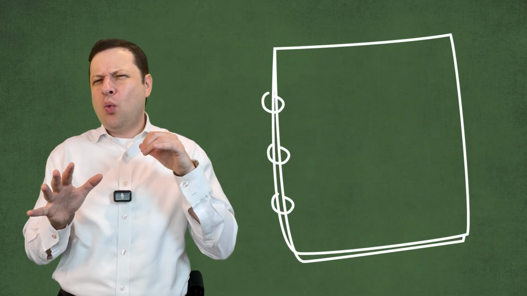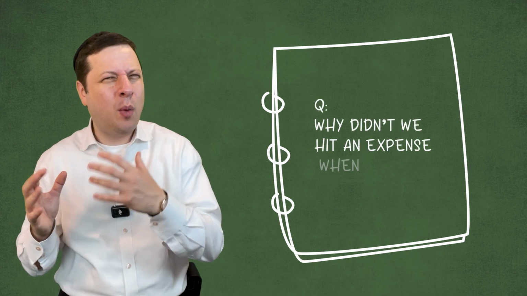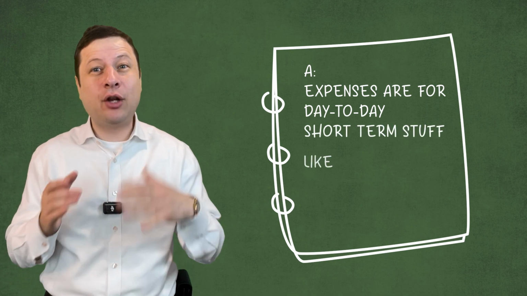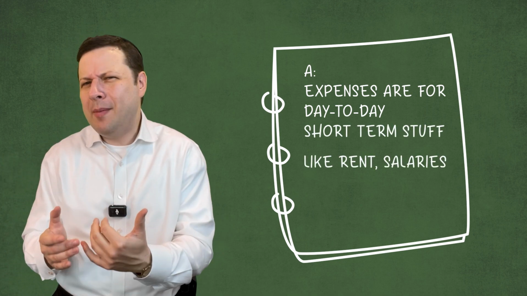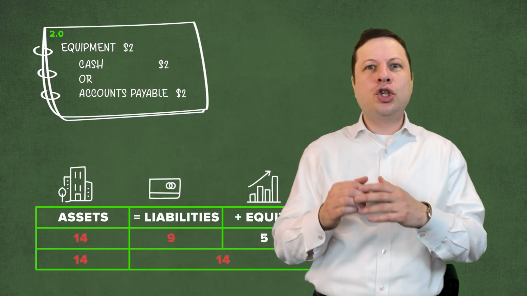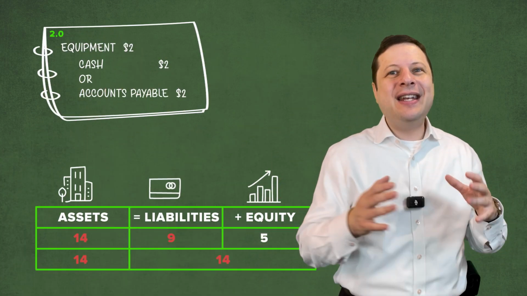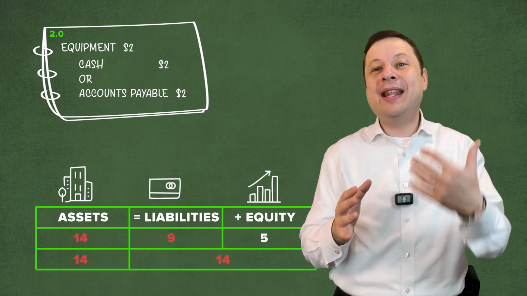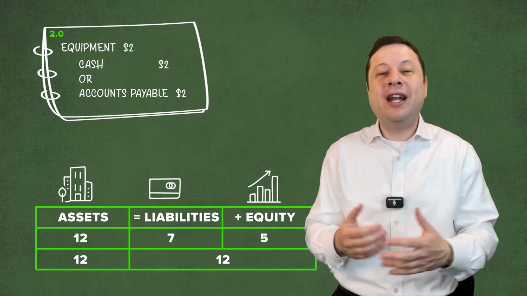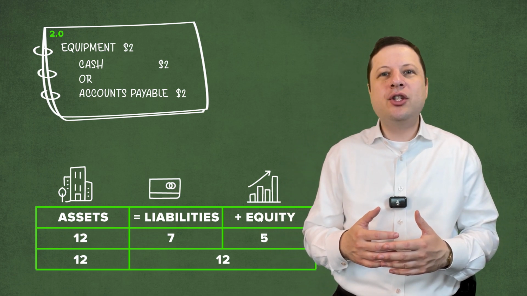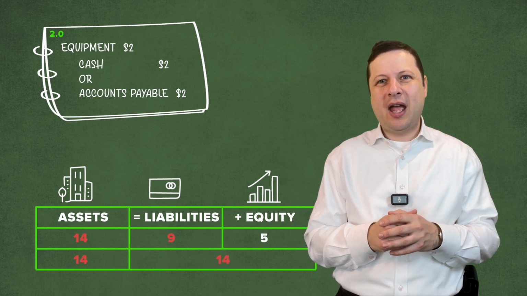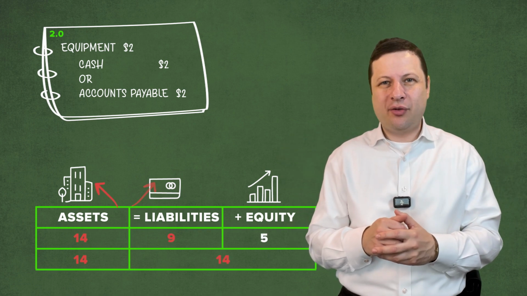So, side note, why didn't we hit an expense when we bought the equipment? Because expenses are for day-to-day short-term stuff like rent and salaries. When you buy equipment, it's not an expense, it's a long-term investment. So we started with 12 equals 7 plus 5. Now it depends. If we paid cash, we're right back where we started, 12 equals 7 plus 5. If you bought it on account, you're going to pay later, it's going to be 14 equals 9 plus 5, due to the equipment and liabilities increase.